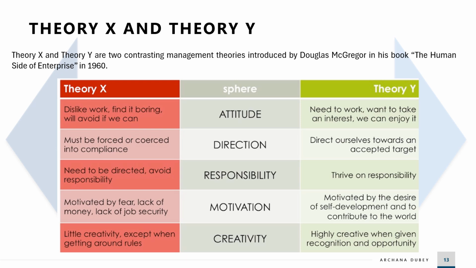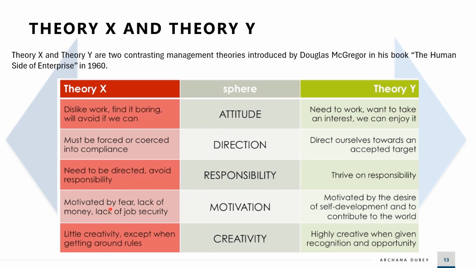All right. So theory X and Y क्या कहता है? Theory X is based on the assumption that employee don't like working. All right, they really don't want to work. They lack ambition. They only work for monetary benefits. ये उनका theory X था. Okay, so here you can see that they have divided it into different categories: attitude, direction, responsibility, motivation, and creativity.